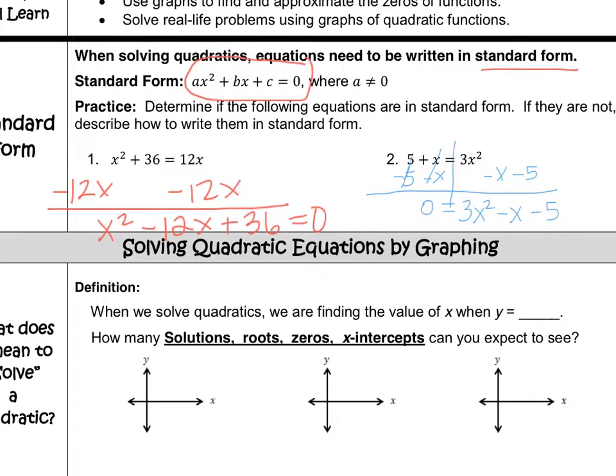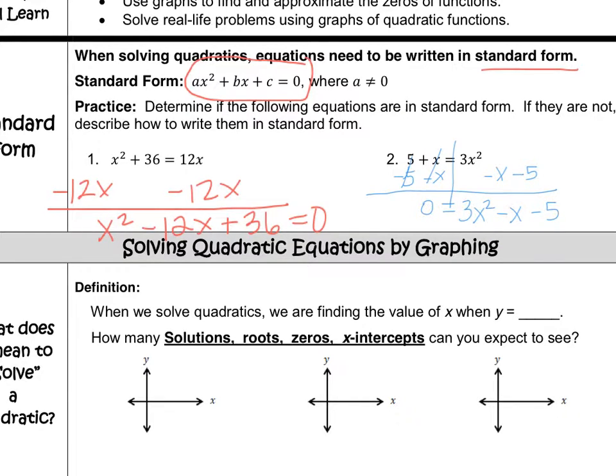Okay, in the first one I just moved my 12x. To move it I zeroed it out, or did the inverse operation of minus 12x. And I did go ahead and put it in the middle where it belongs in standard form. Now on number 2, you might have chosen to zero out the 3x squared and put a negative 3x squared on the left-hand side. If you chose to do that, that's fine. I like to have my 3x squared positive, so I went ahead and moved everybody over to the right-hand side.